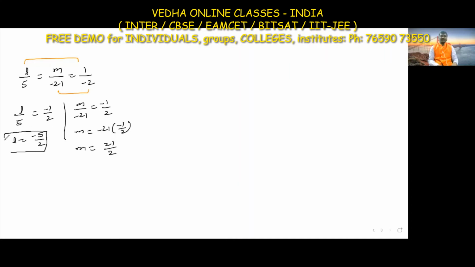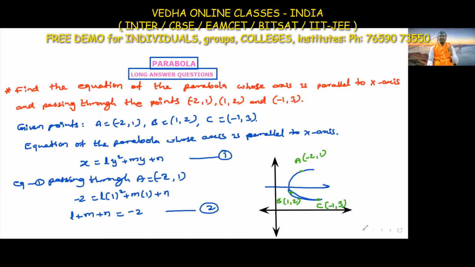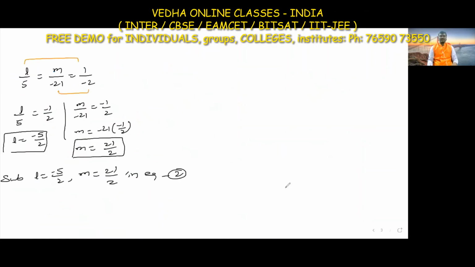After getting L and M values, substitute these L and M values either in equation 2 or 3 or 4. So now I am substituting L is equal to minus 5 by 2, M is equals to 21 by 2 in equation number 2. What is equation number 2? L plus M plus N is equals to minus 2. Now I am substituting in this. L value minus 5 by 2, M value plus 21 by 2 plus N is equals to minus 2.